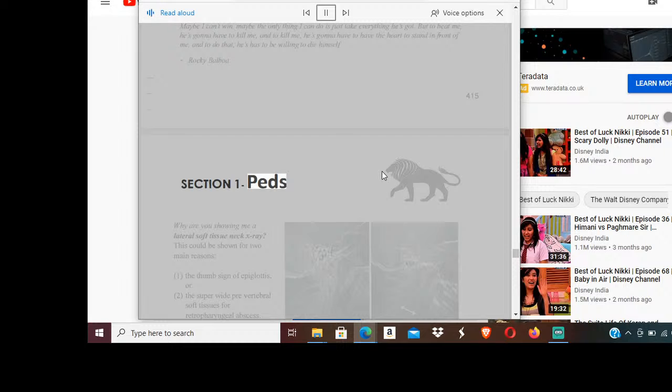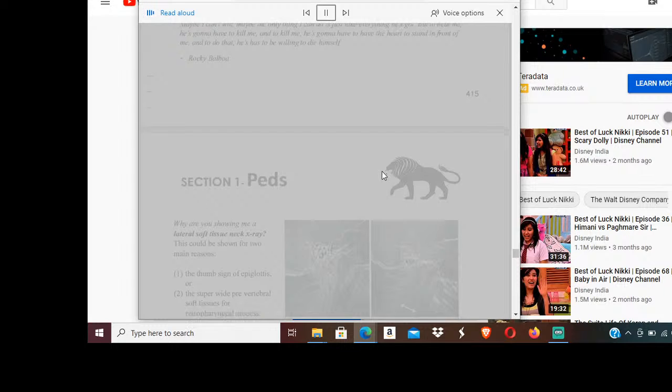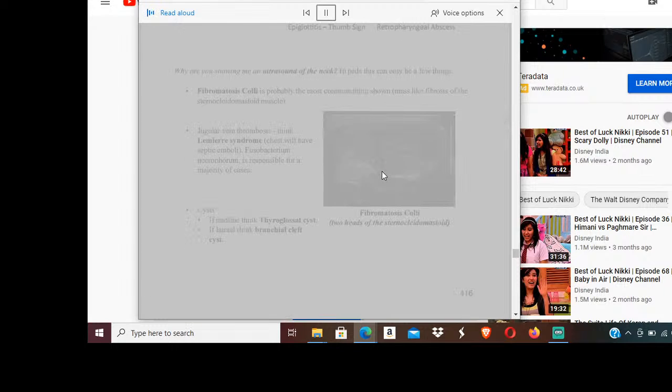Section 1, peds. Why are you showing me a lateral soft tissue neck x-ray? This could be shown for 2 main reasons. 1, the thumb sign of epiglottitis, or 2, the super wide prevertebral soft tissues for retropharyngeal abscess. Epiglottitis, thumb sign. Retropharyngeal abscess.